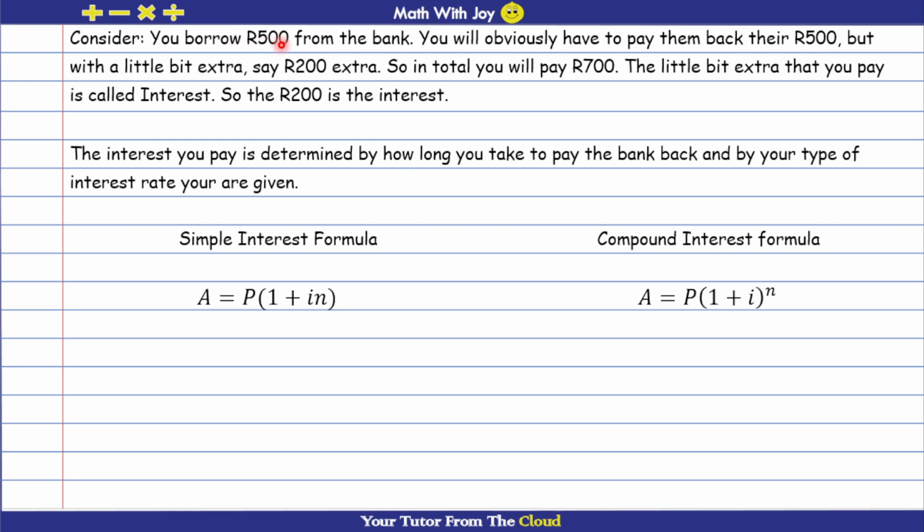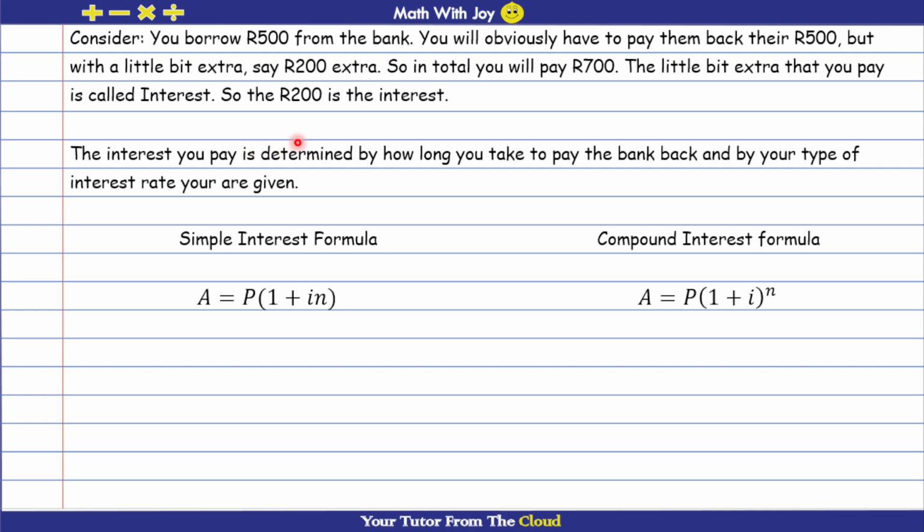Let's say you go to the bank and you borrow 500 rands from the bank. You obviously have to pay them back their 500 rand. But you're not only going to pay them 500 rand, you will pay them back with a little bit extra, let's say 200 rand. So in total, you borrow 500 rand, and some time passes and you're going to pay them back 700 rand. The little bit that you pay extra is called interest. So the 200 rand in our story is called interest.